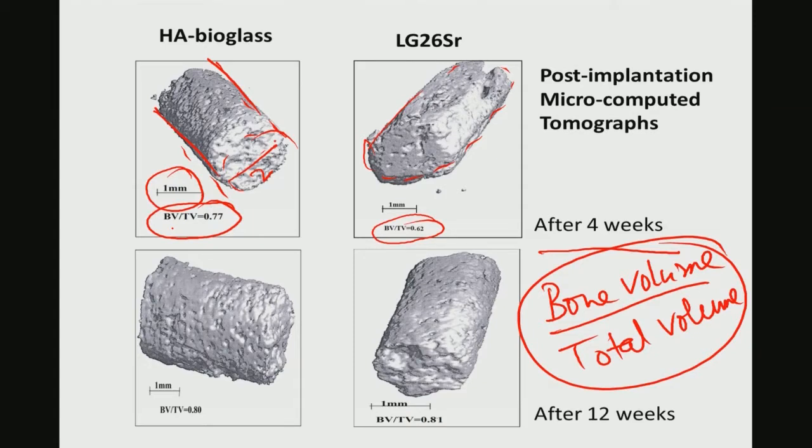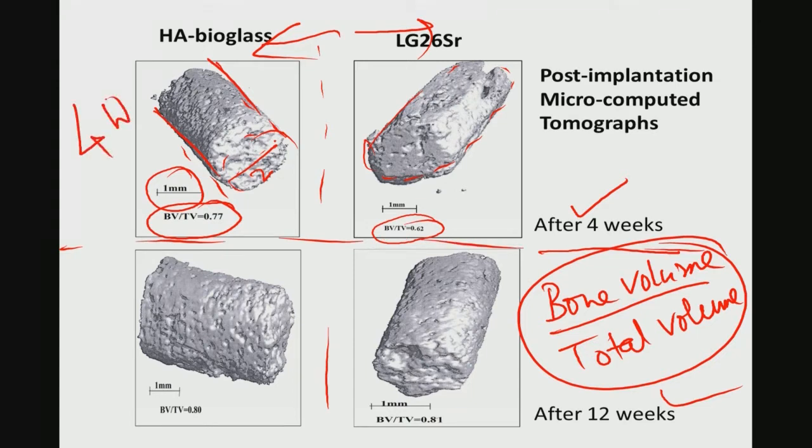That implant is not that effective at that time point for the bone regeneration purpose. Now, let us look at this data a little bit carefully. This is your HA bioglass this side, and this side is your strontium substituted glass ceramic materials. Now, what you see is after 4 weeks and after 12 weeks. The top panel is 4 weeks, the bottom panel is 12 weeks microCT results.